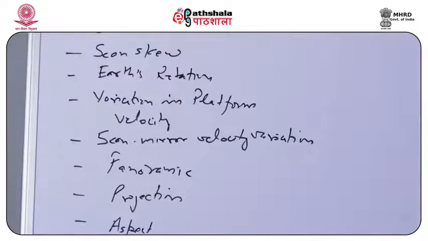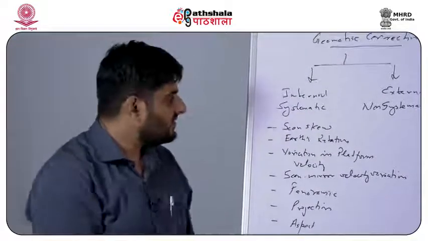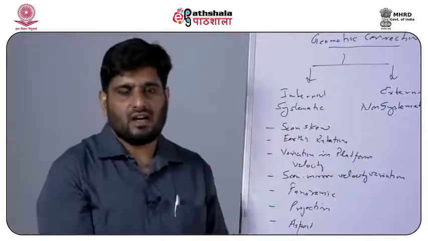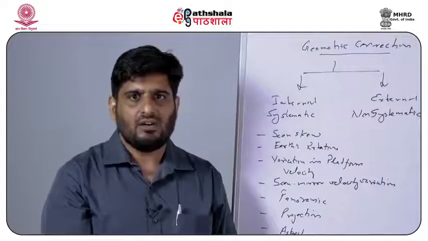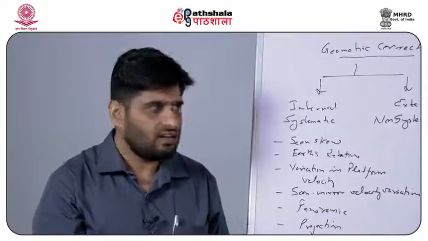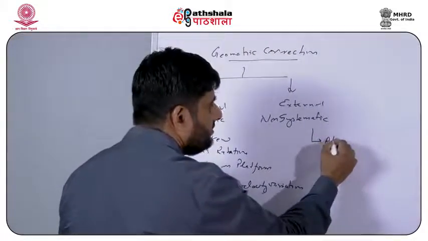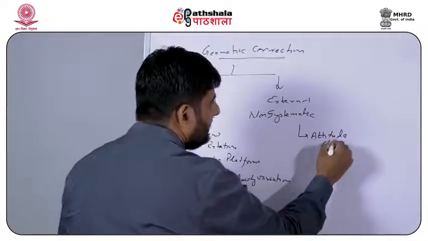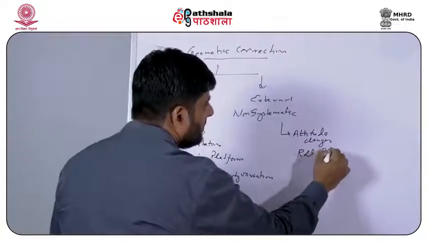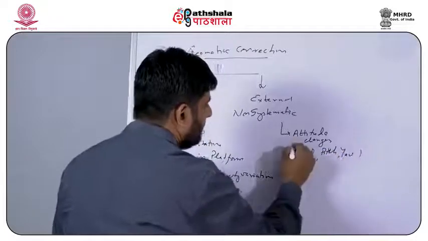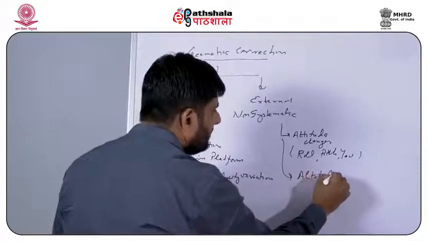So, all of these are internal errors in the satellite data, which are basically due to the rotation of the earth beneath the satellite. It may be because of the movement of the platform itself or due to the deficiencies in the scanners. Whereas non-systematic errors may be due to the change in the attitude of the platform. Attitude changes may include the roll, pitch or yaw of the platform, and another may be the change in altitude of the platform.